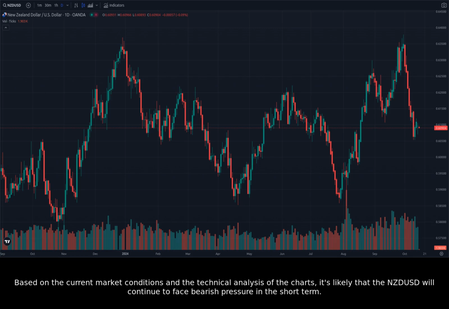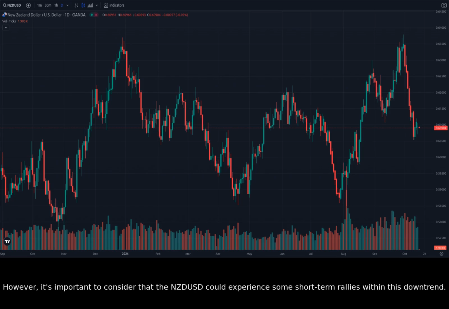Based on the current market conditions and the technical analysis of the charts, it's likely that the NZDUSD will continue to face bearish pressure in the short term. However, it's important to consider that the NZDUSD could experience some short-term rallies within this downtrend. Therefore, it's crucial to keep a close eye on the support and resistance levels we've identified.